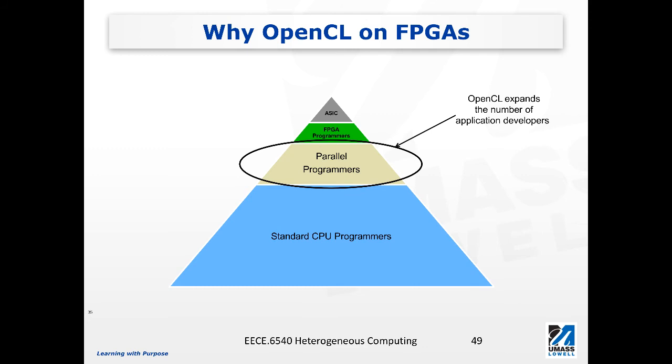Now, with OpenCL, we have a great opportunity to expand the programming environment available on the FPGAs to a larger community. With OpenCL, people do not have to know hardware description languages such as Verilog and VHDL. Instead, they can use a more familiar C-like programming language, OpenCL, to write parallel programs. In this way, OpenCL expands the number of application developers. As a result, more applications can be designed and mapped onto FPGAs.